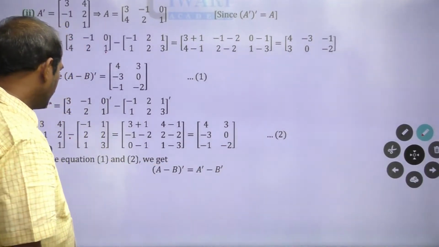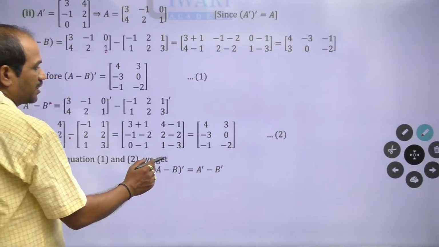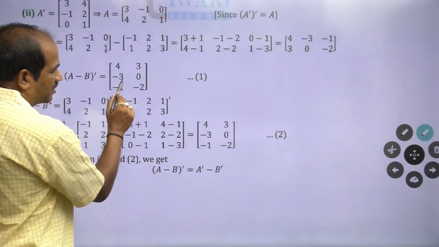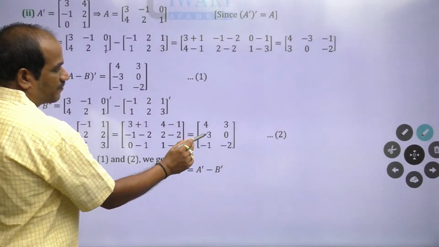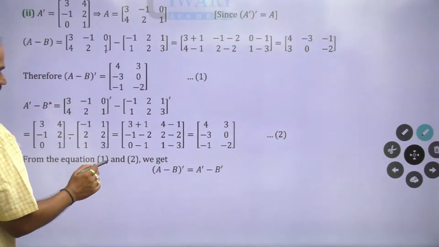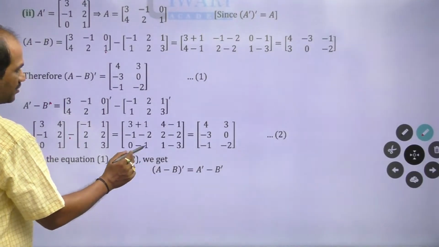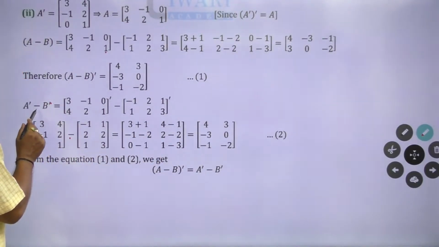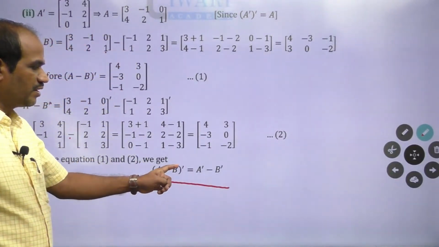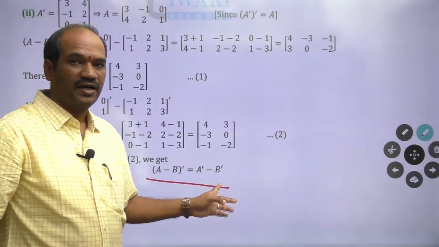See here, from equation 1 and 2 we get, compare here, same matrices, same elements. So these two are equal. So A minus B whole dash is equal to, this equation is, A dash minus B dash. A minus B whole dash is equal to A dash minus B dash. Okay, right?